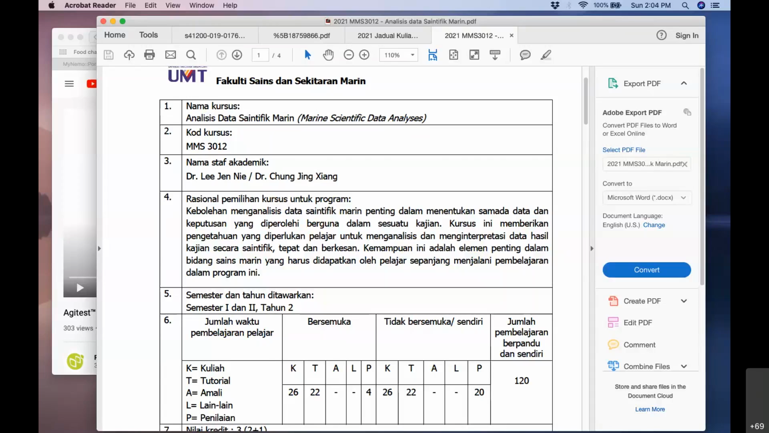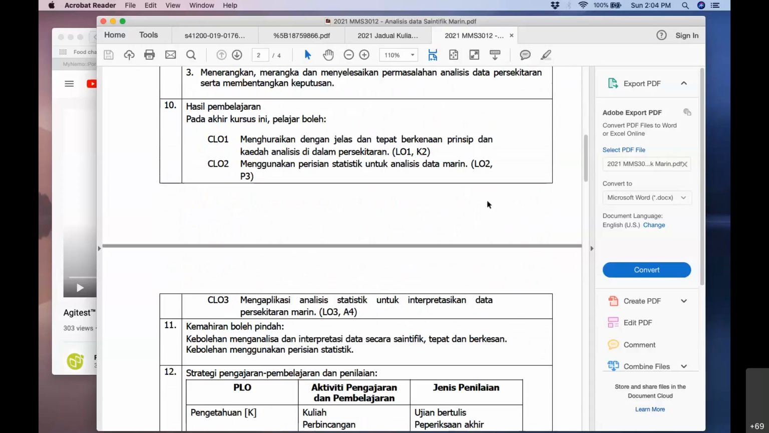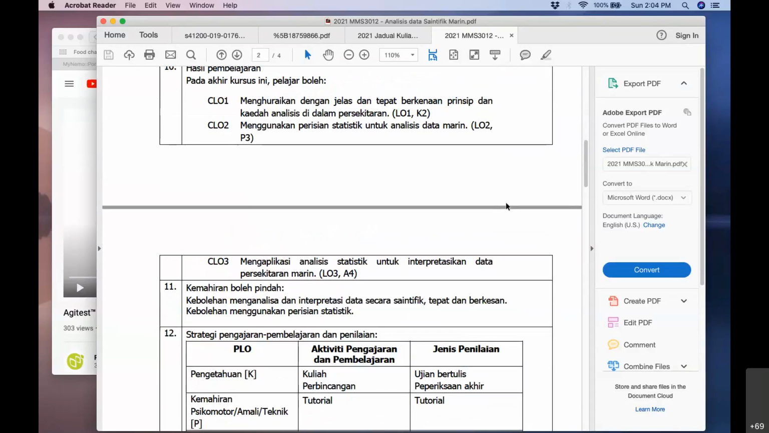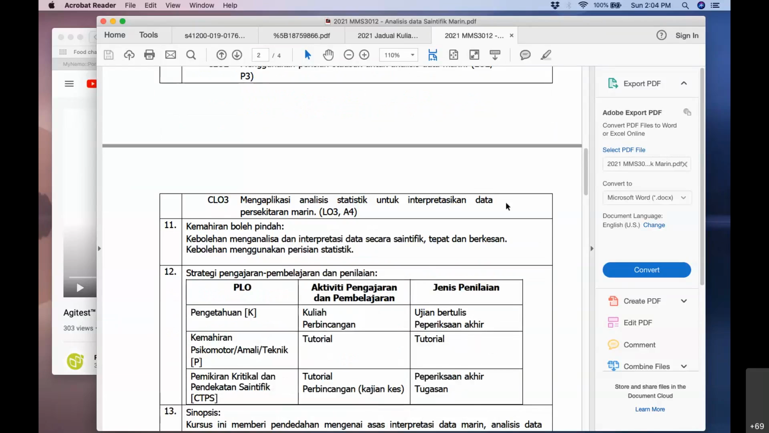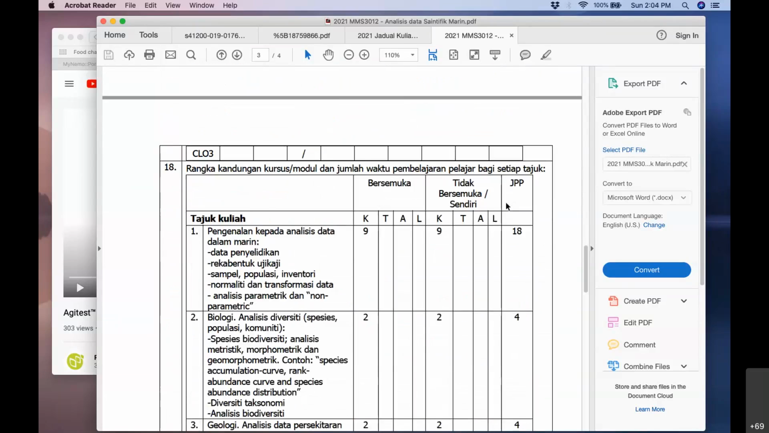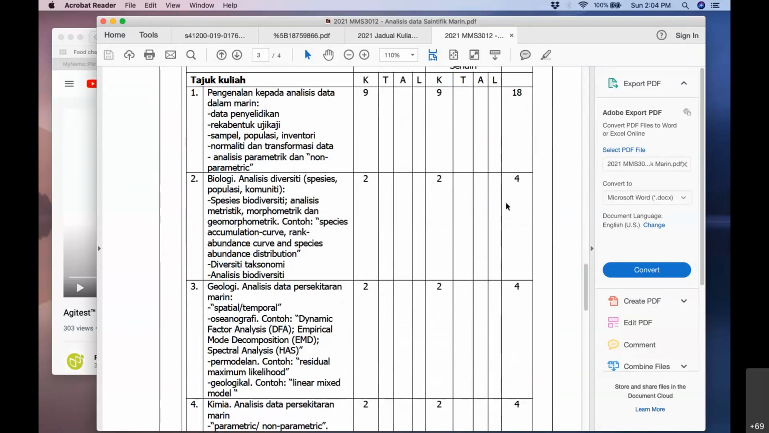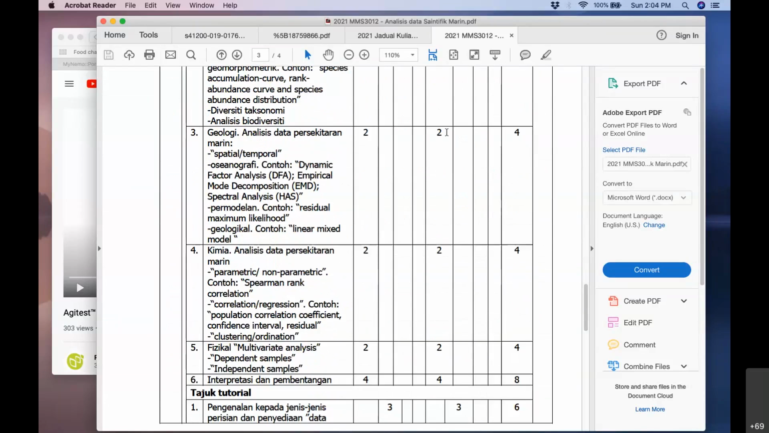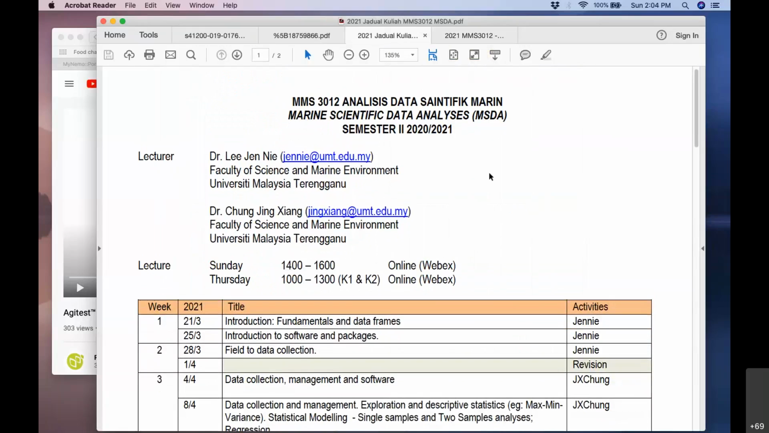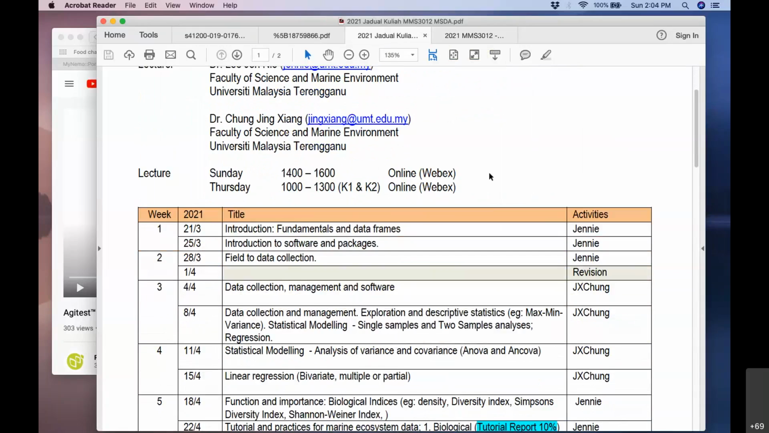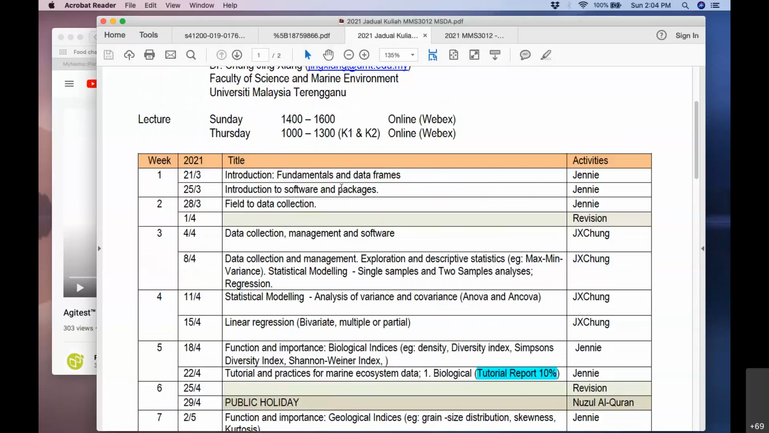If you look at the syllabus from my share screen, it's very basic. It's for you to explain the principles for analyzing, especially for marine data, and then how to apply and how to present. If you go further down to the topics, I think the topics are very rigid and very precise, very specific. So me and Dr. Chung already adjusted it so that it becomes easier for you, by looking at this analysis data scientific exam and schedule.